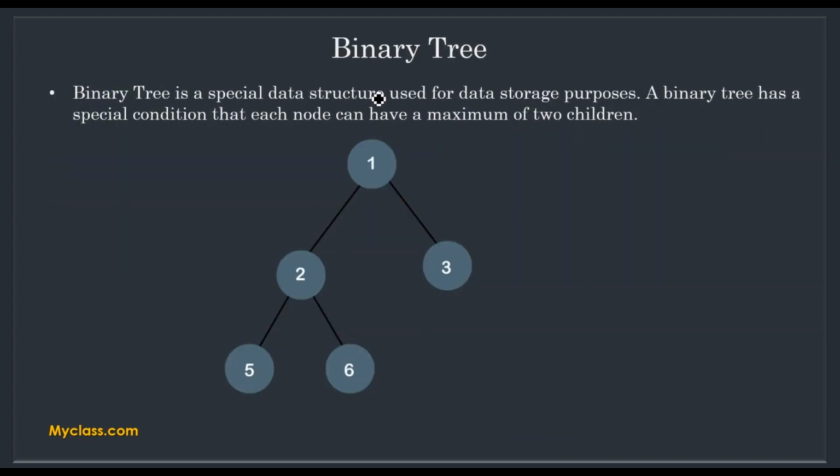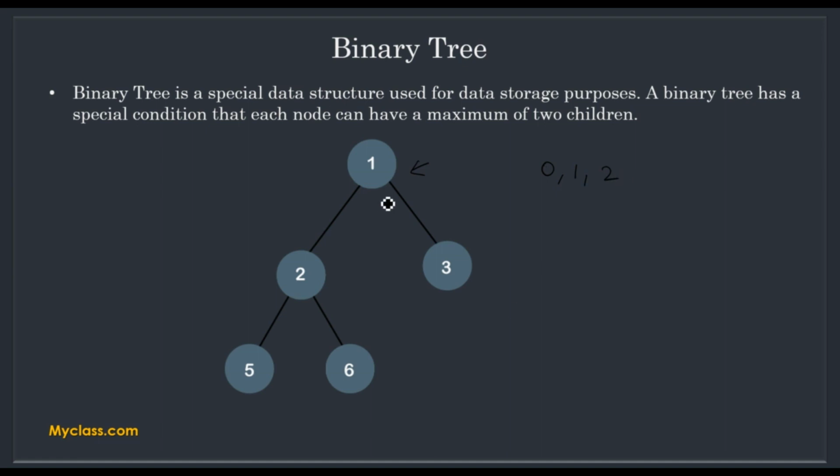Binary tree means it is also a tree data structure. Binary tree is a specific data structure used for data storage purposes. A binary tree has a special condition that each node can have a maximum of 2 children. The main condition is the number of children. When we are looking at a particular node, each node can have a maximum of 2 children. A node can have 0 children, 1 child or 2 children. So that is the condition of a binary tree.